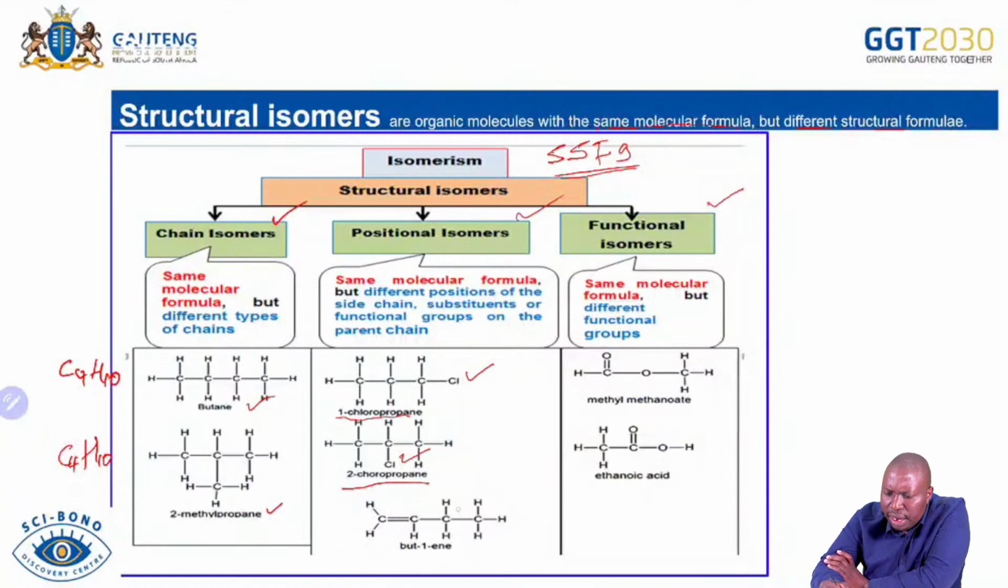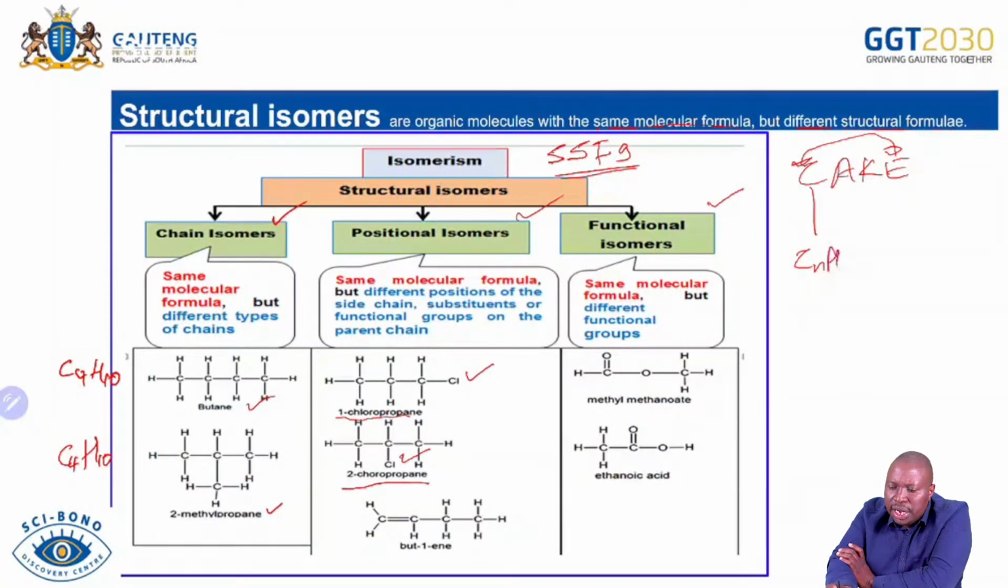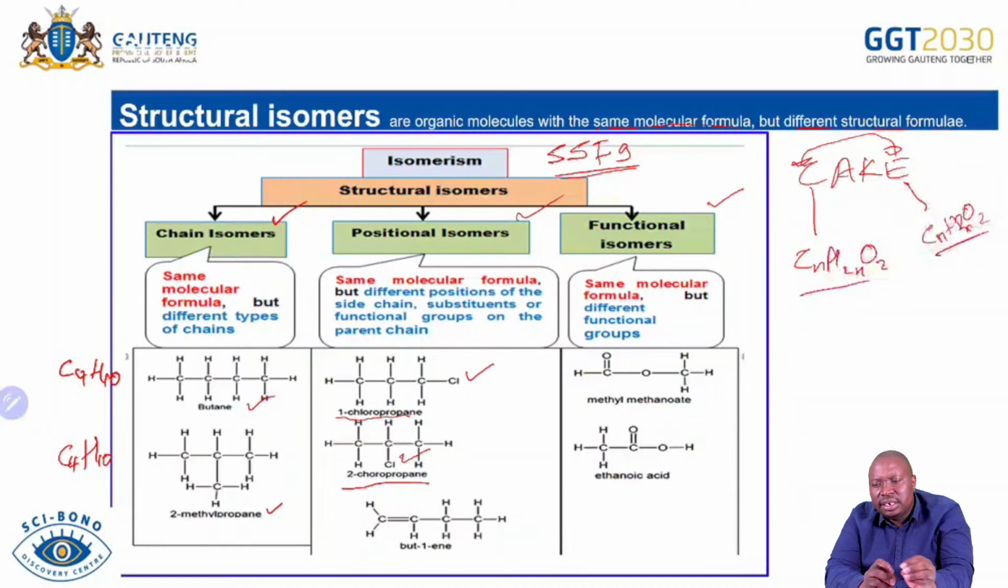Now, functional isomers. Here we usually say CAKE so that we don't forget that the ones we use to say carboxylic acid go with esters. So the functional isomers of carboxylic acids are esters. And for you to remember, the general formula for carboxylic acids is CnH2nO2, which is the same as the one for esters, CnH2nO2 as well. So you're able to see that esters and carboxylic acids have the same general formula.